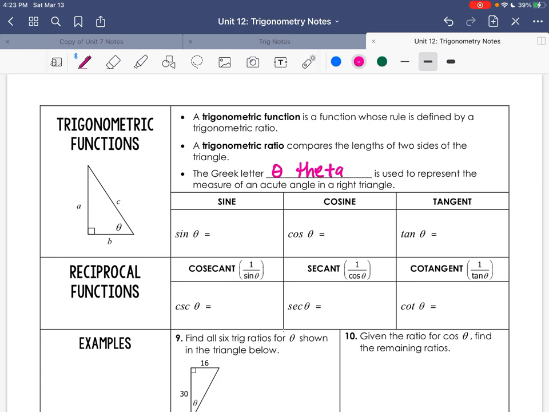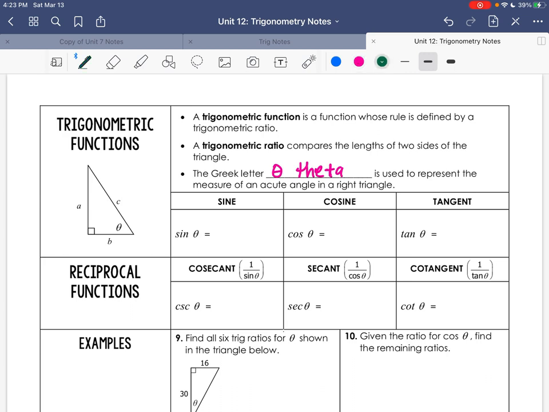So in the triangle that they have over here for us to look at, you can see theta is down here at the base of the triangle. But since both of these angles could be acute, theta could represent either of those angles. So just be careful when you're doing these problems that you know where theta is when you're working.